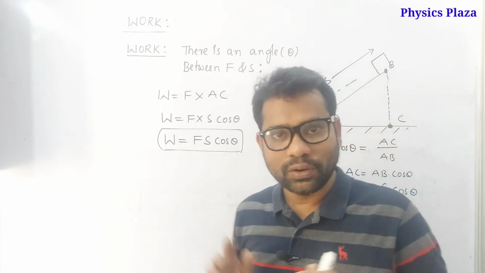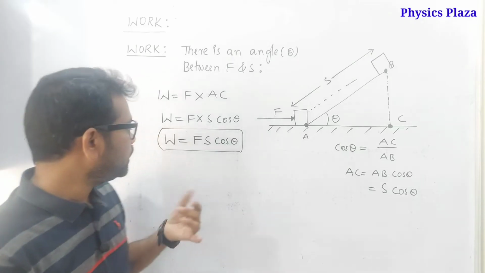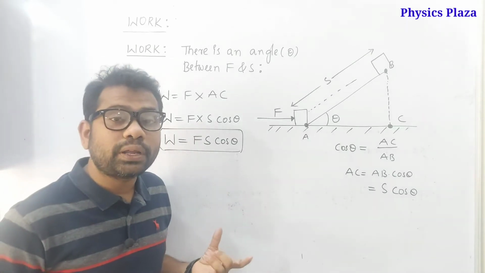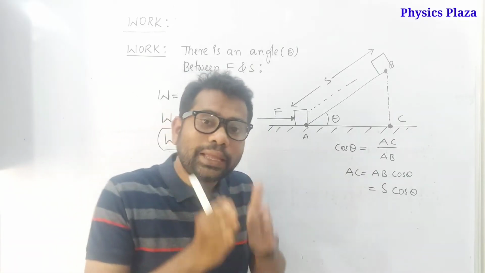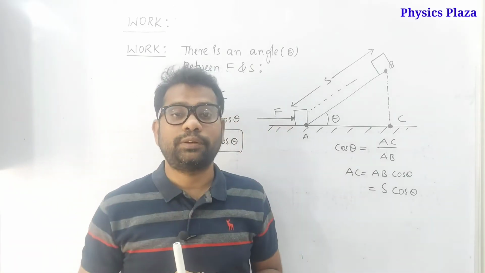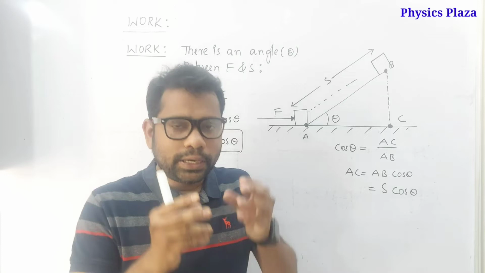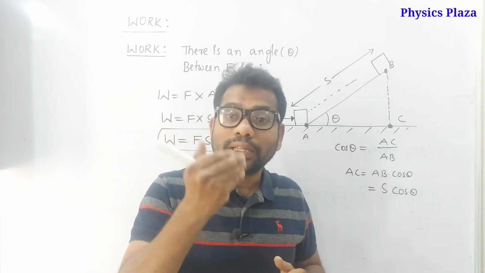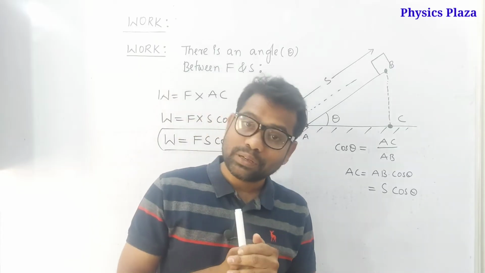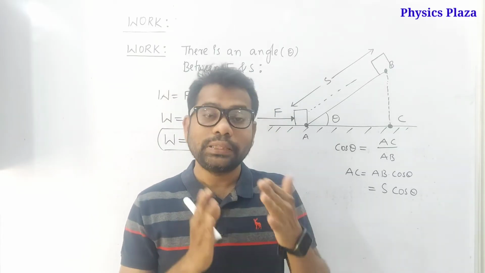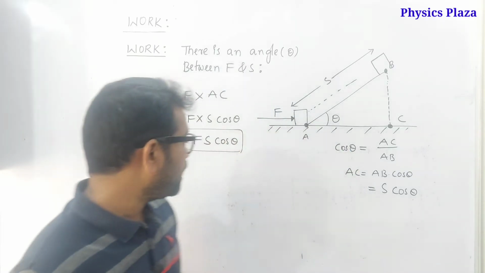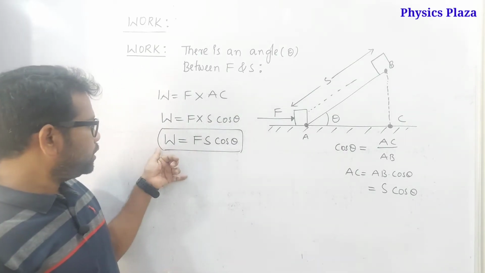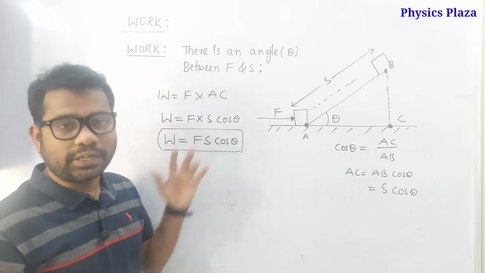Hope I am clear, children. Fine. This you have to remember. Work is equal to Fs cos theta. When do we use this formula? When there is some angle between force and displacement. Again I am telling you, children, it is not compulsory that the body must always be displaced in the direction of applied force. Sometimes the body may not be displaced in the direction of applied force. Then we have to use this expression to calculate the work done, that is W is equal to Fs cos theta.